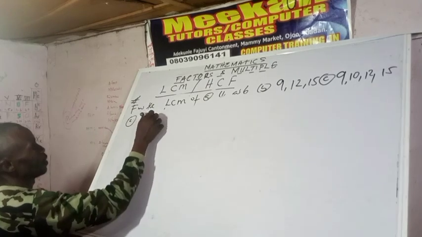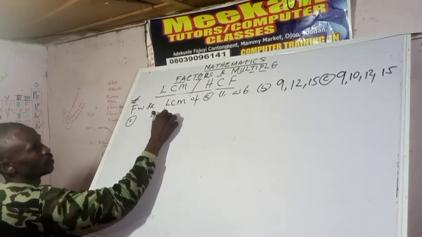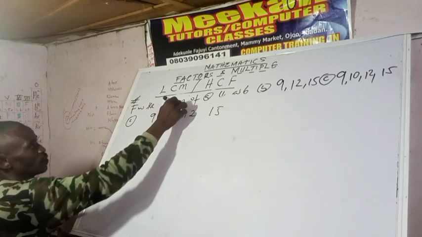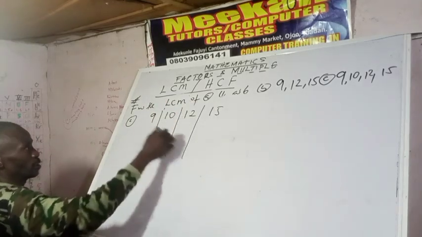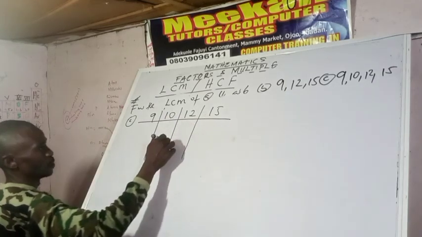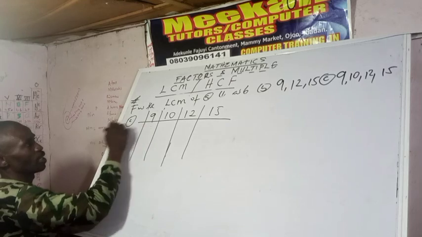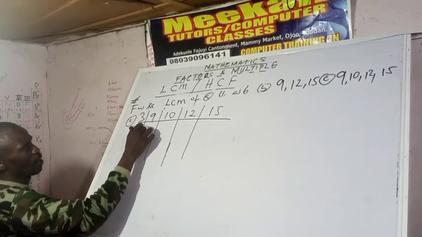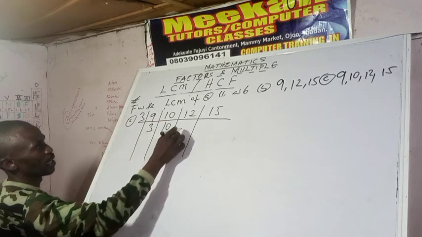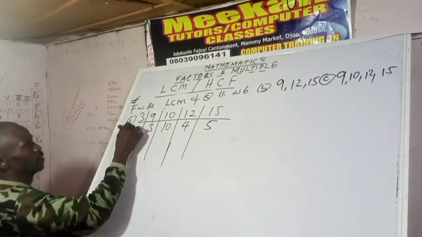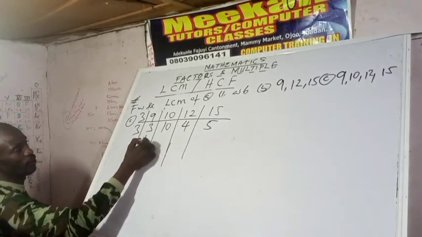Now, next one, let's see. 9, 10, 12, 15. Let's have it. This one. Let's go. 3 here. What do you have here? 3. This one still remains 10. 3 in 12, you can go. You have 4. 3 here, you have 5. 3 here, what do you have? We have 1 here.